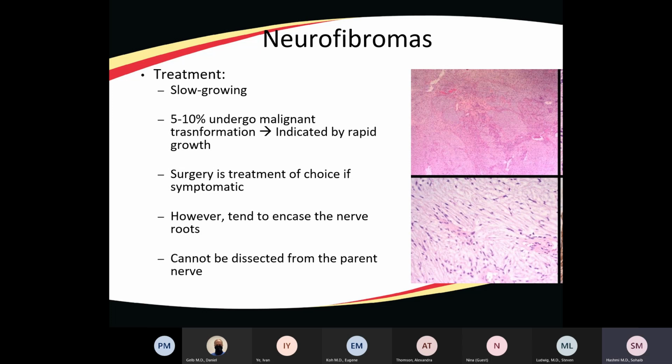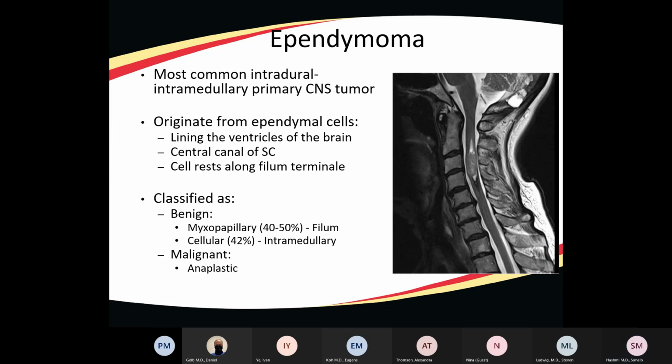Some of them do have a chance to have malignant transformation, which is rare, but can happen depending on the genetic disposition of the neurofibromatosis. Ependymomas are the most common primary intradural intramedullary primary tumor, and they originate from ependymal cells lining the ventricles, central canal of the spinal cord, and cells that rest along the filum terminale.